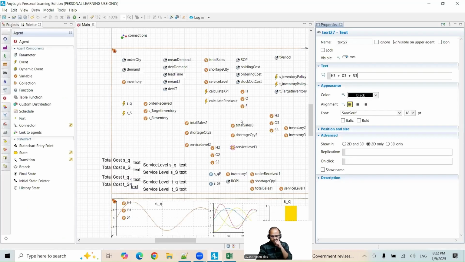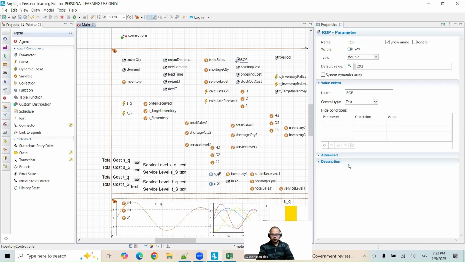One more thing we can do is that we can have the ROPs calculated dynamically. So here we declared ROP as a constant value.